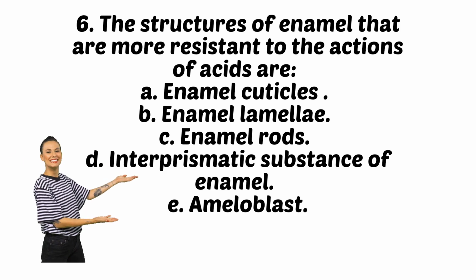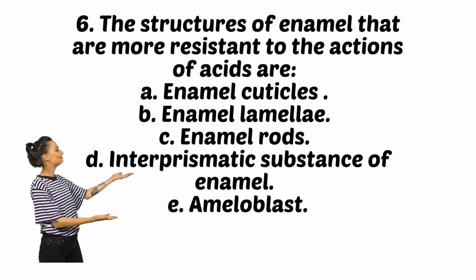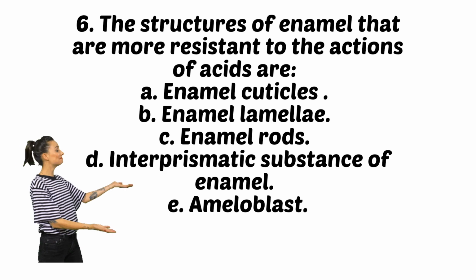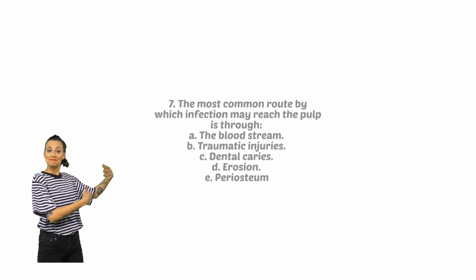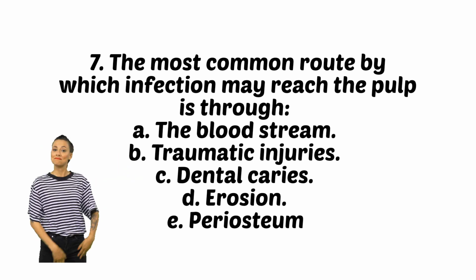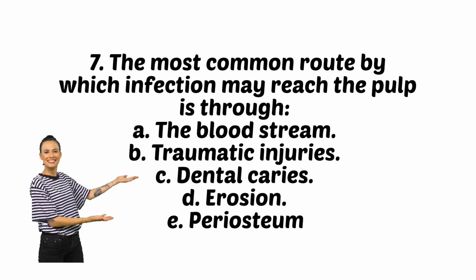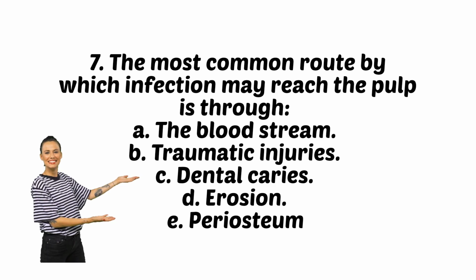6. The structures of enamel that are more resistant to the actions of acids are: A. Enamel cuticles, B. Enamel lamellae, C. Enamel rods, D. Interprismatic substance of enamel, E. Ameloblast. Option A is correct. Enamel cuticle. 7. The most common route by which infection may reach the pulp is through: A. The bloodstream, B. Traumatic injuries, C. Dental caries, D. Erosion, E. Periosteum. Option C is correct.